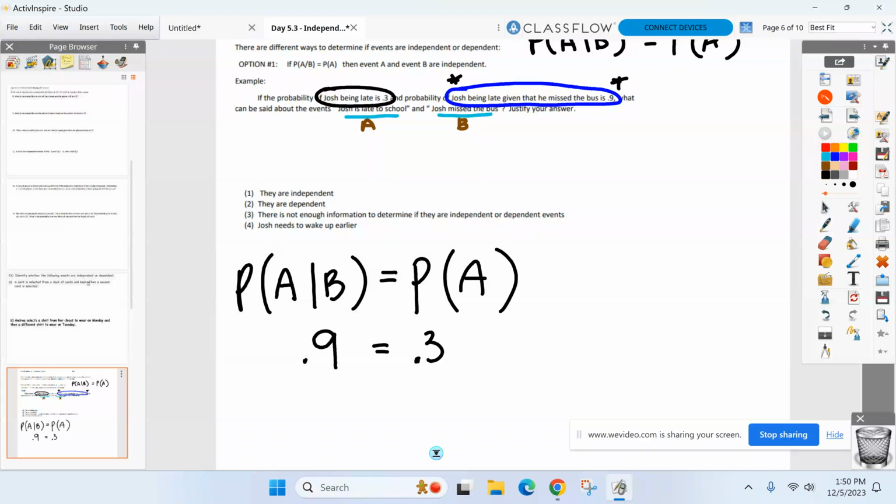Notice they are different from each other. They are different, which means these two events are dependent. Yes, it did matter that he missed the bus because he was late to school. So these are dependent. Now, I wish it was going to be that easy where the whole problem, they give you both values. We may have to calculate either one of them, or both. But right now, these two are dependent because 0.9 is not the same as 0.3. Okay, so hopefully we're good there. Just soak that in for a second. Take a look at everything we just did right there.